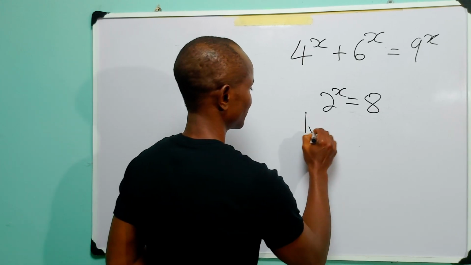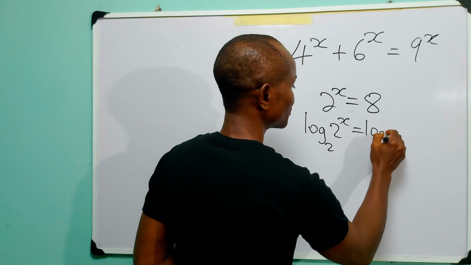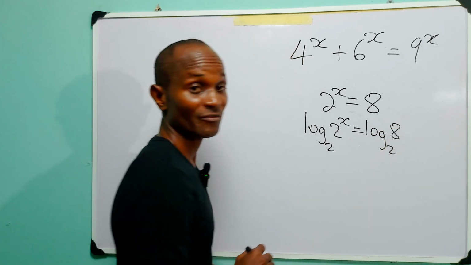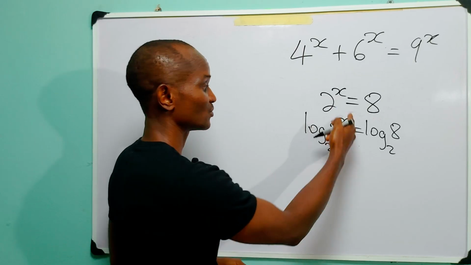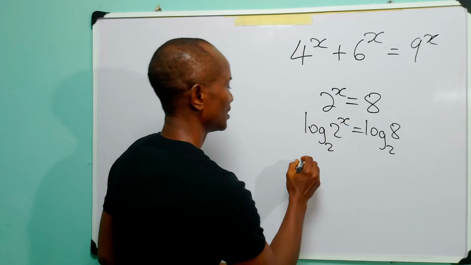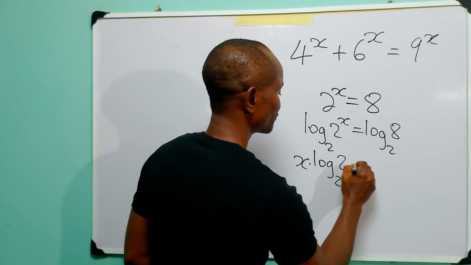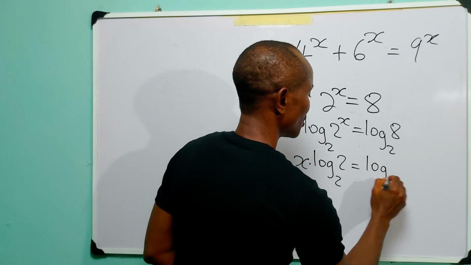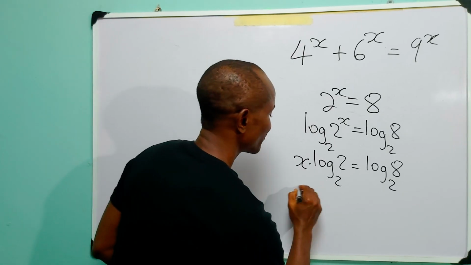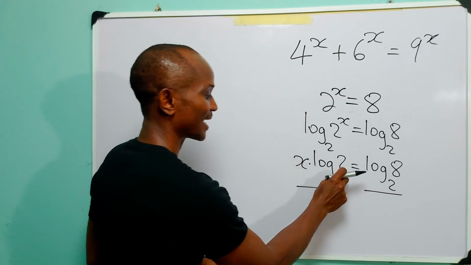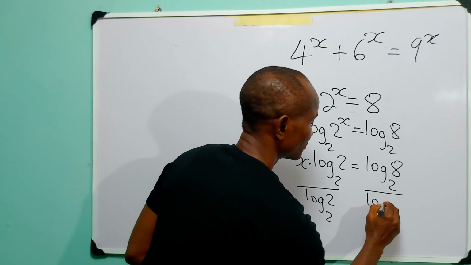So we have that log to base 2 of 2 raised to power x is equal to log to base 2 of 8. Now, according to the power law of logarithms, we can bring this x down to have that x multiplied by log to base 2 of 2 is equal to log to base 2 of 8. Next is to divide both sides of this equation by log to base 2 of 2.